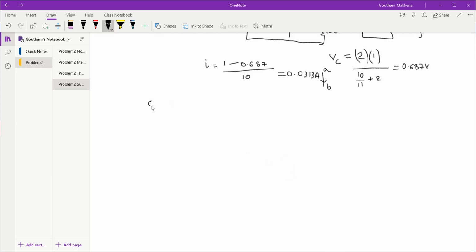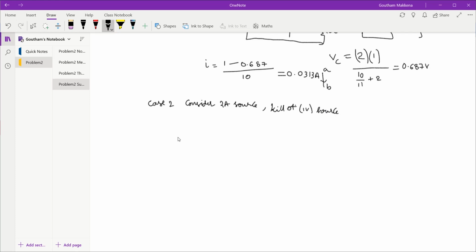So in case 2, I consider only the independent current source, that is, I consider only the 2 amp source, and I kill the 1 volt source. Actually we have to kill all other sources, but all other sources in this case is nothing but the 1 volt source. So here clearly, kill the 1 volt source.